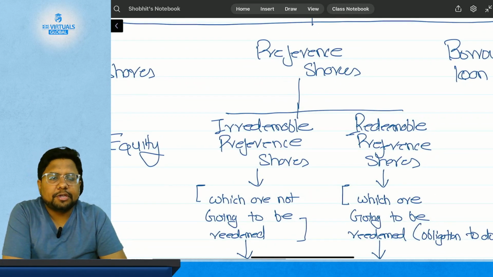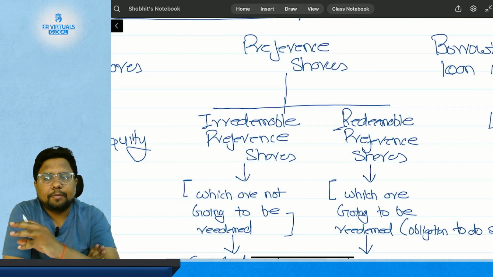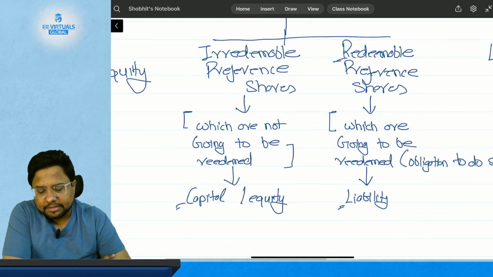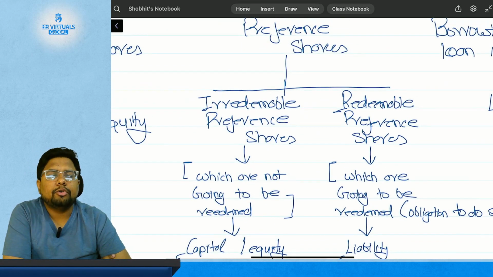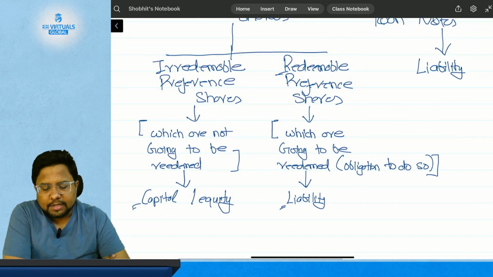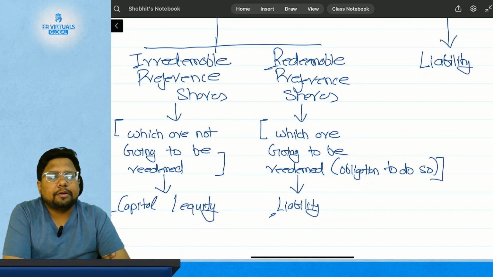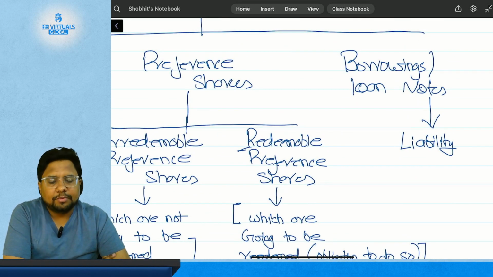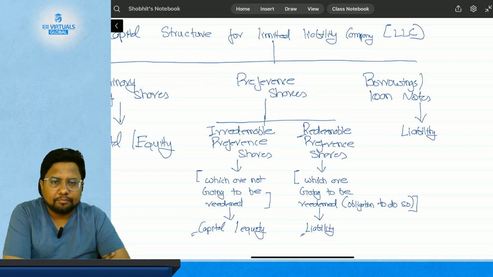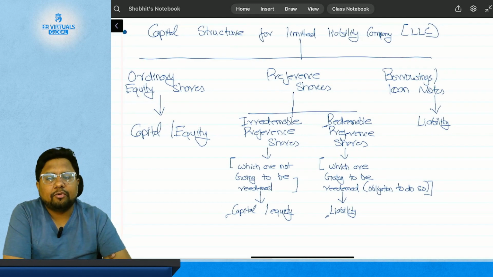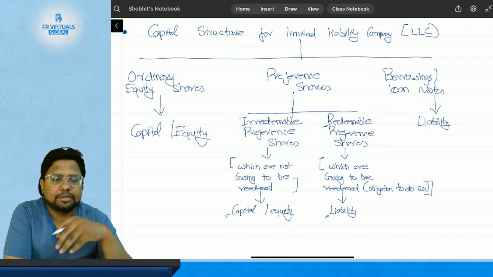Then we have preference shares, which are of two types, redeemable or irredeemable. Irredeemable preference shares are treated as capital or equity because they are not going to be redeemed or bought back by the company. Redeemable preference shares are treated as liability as the company is required to buy them back. Lastly, we have borrowings and loans, which are liabilities for the company. Now we need to understand the journal entry for each type of capital structure.